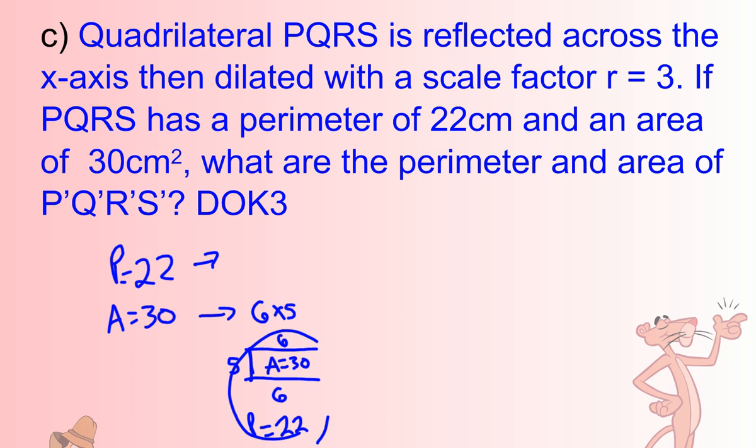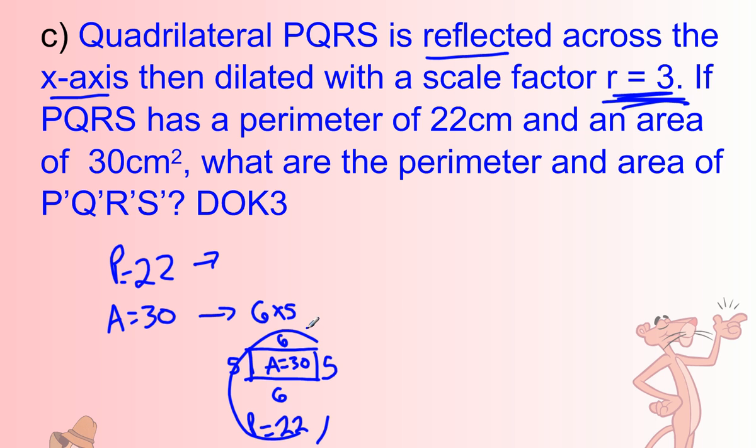Alright, so there's my goal. Okay, so I'm going to use this one here. And so if I dilate it with a scale factor, well, first off, if I reflect it across the x-axis, the size and shape is not going to change. That's a rigid transformation, so the perimeter and area would stay the same. So that reflection has no impact on the perimeter or the area. So I can almost ignore it for this problem. But dilating with a scale factor of 3 will change everything, because now all of the sides of my shape will be 3 times bigger.